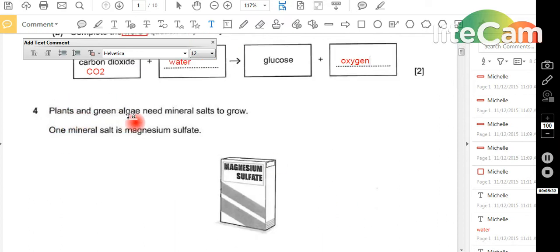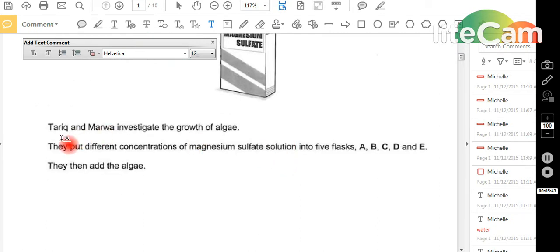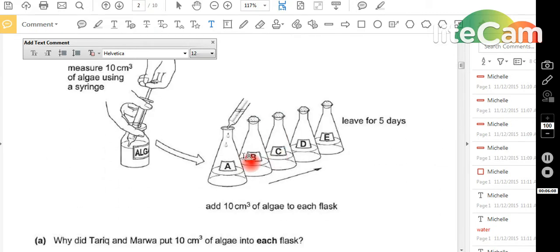Okay, then plants and green algae need mineral salts to grow. One mineral salt is magnesium sulfate. Tarek and Marwa, I'm sorry if I pronounced that incorrectly, okay? Investigate the growth of algae. They put different concentrations of magnesium sulfate solution into 5 flasks, which they call A, B, C, D, and E. And then they add the algae, okay? So yeah, we've got the 5 flasks, A, B, C, D, and E.